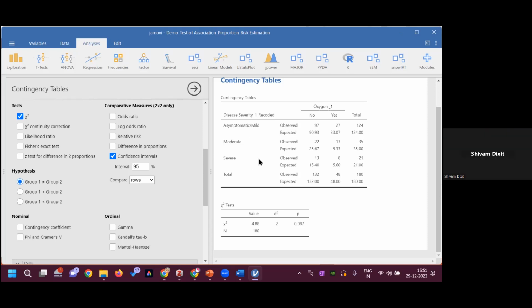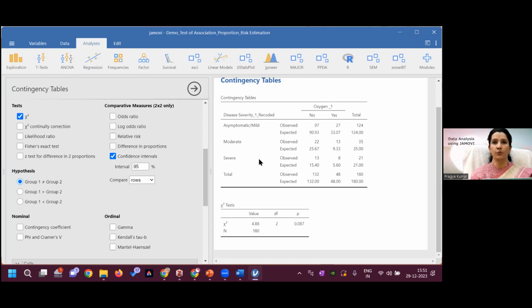Okay, so this Fisher exact test is generally applied for 2x2, not for n by n. And if the expected count is less than 5, then definitely you should not go for a chi-square. So in that case, you club the category because it is due to the sparse data. In the severe, there are only 21 individuals, as compared to asymptomatic mild, it is 124.